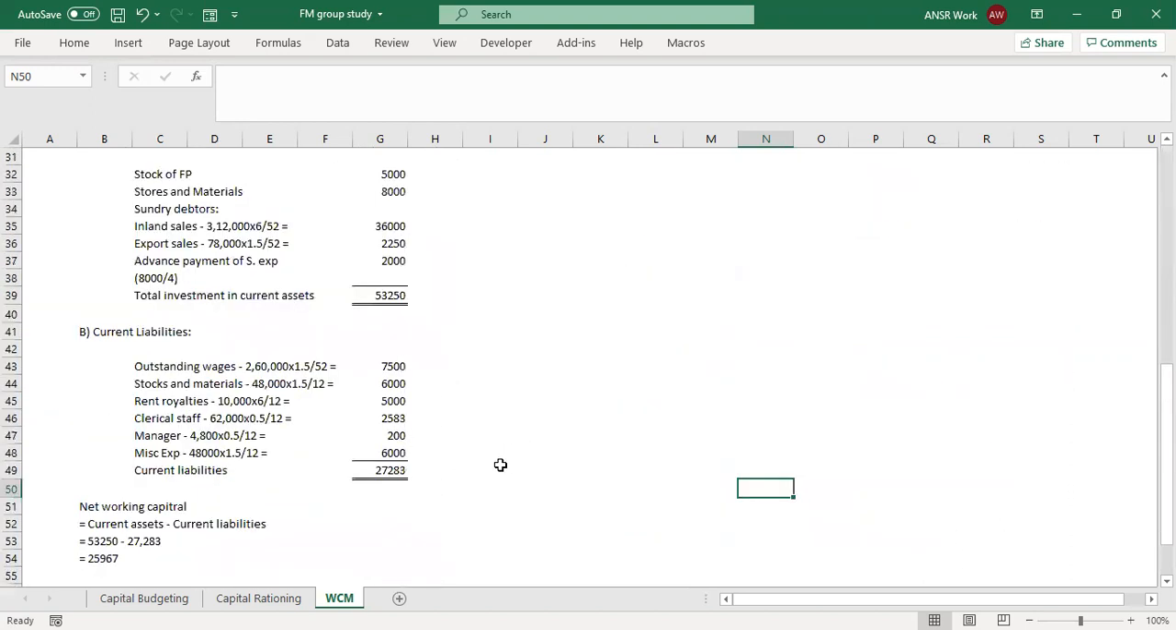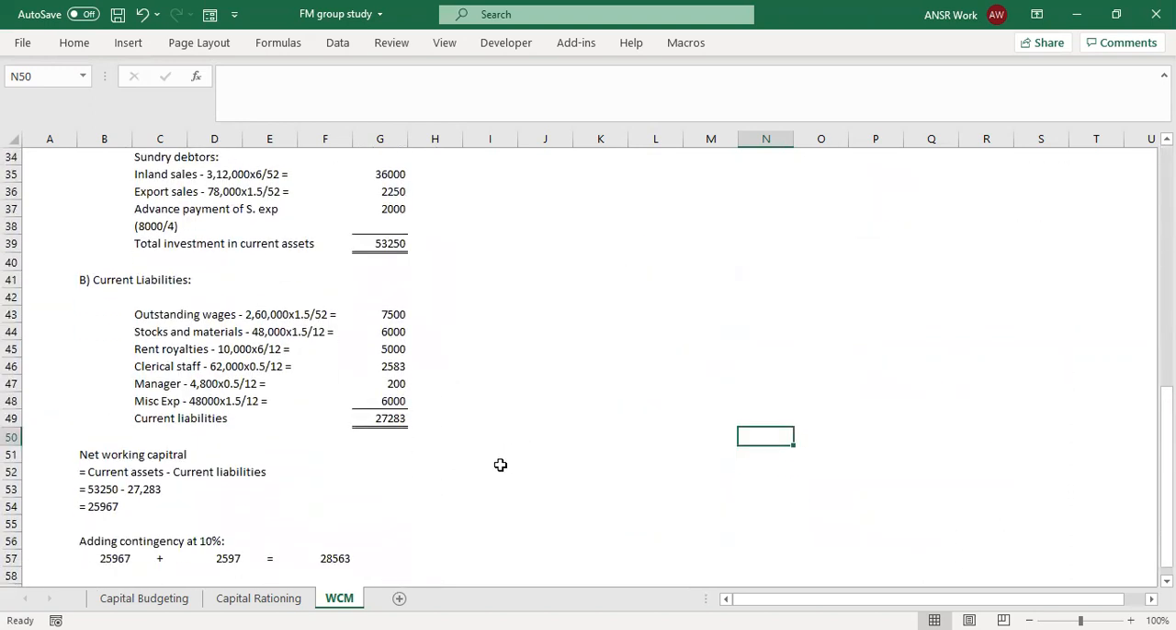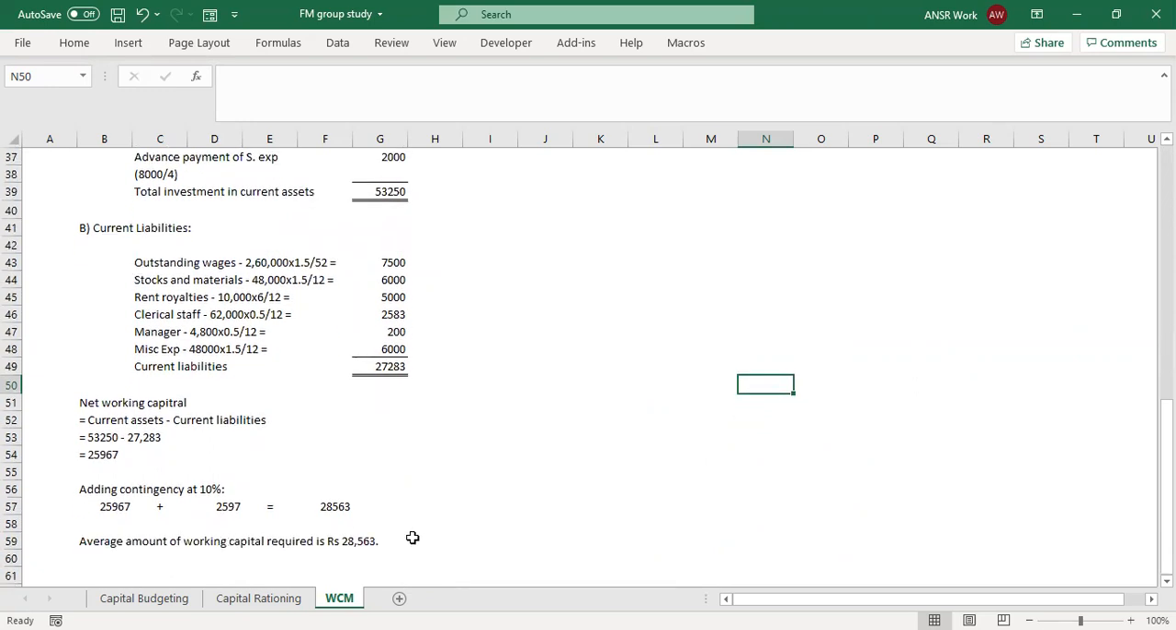So you go and add 10% to that working capital that you got. That is 25,967. You add 2,597. That comes to 28,563. That is your final answer. Is that okay, everybody? Yeah.